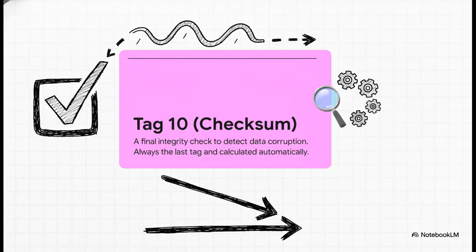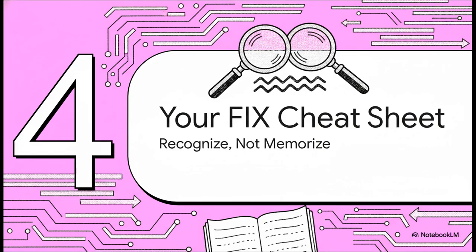And that brings us to the very end of the message, the trailer. There's only one tag here. Tag 10, the checksum. It's just a quick math problem the computer does to make sure the message arrived perfectly. The good news? You will probably never have to calculate this yourself. The FIX engine handles it all automatically. Just remember, it's always the very last tag. And just like that, you've decoded your first FIX message.